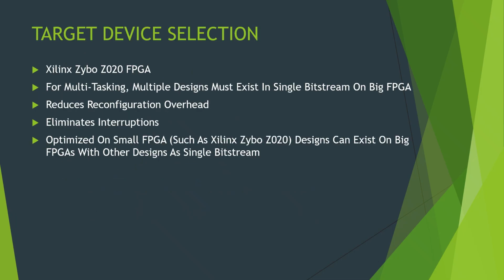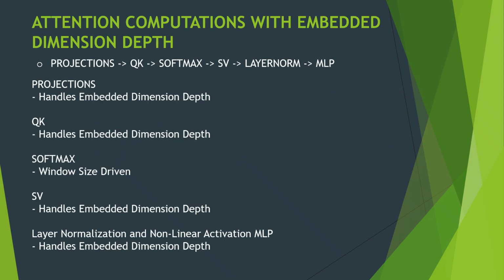In target device selection, we use a small FPGA because for multitasking tasks, multiple designs are supposed to exist in a single bit stream on a bigger FPGA. So if it can be realized on a small FPGA, it can be integrated into a single bit stream with other designs on a bigger FPGA. So it reduces reconfiguration overhead. We don't have to reconfigure the board all the time. So that's why we use a small FPGA.